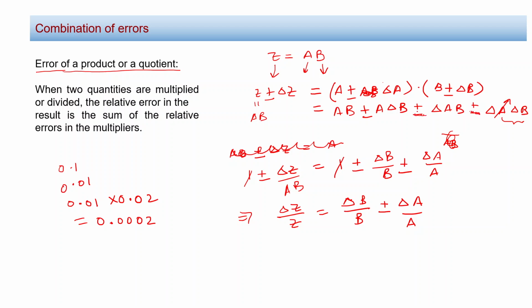This should be plus and minus again, even if we consider this. The thing is, we understood what relative error is: the absolute error divided by the measured value, right? So the maximum relative error would be delta B by B plus delta A by A. And the rule is that the relative error in the final result is the sum of the relative errors in the multipliers. So the errors are always added, as we had seen in the case of sum or difference.